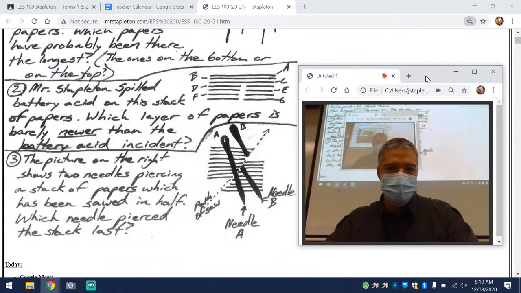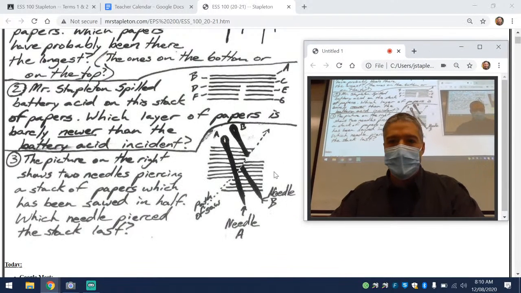So those are really the only two rules we're going to be using much. The law of superposition, which says lower things are older, and the law of cross-cutting relationships that says if something gets cut, it's older than the thing that does the cutting. And the thing that does the cutting is younger than the thing that it cuts.